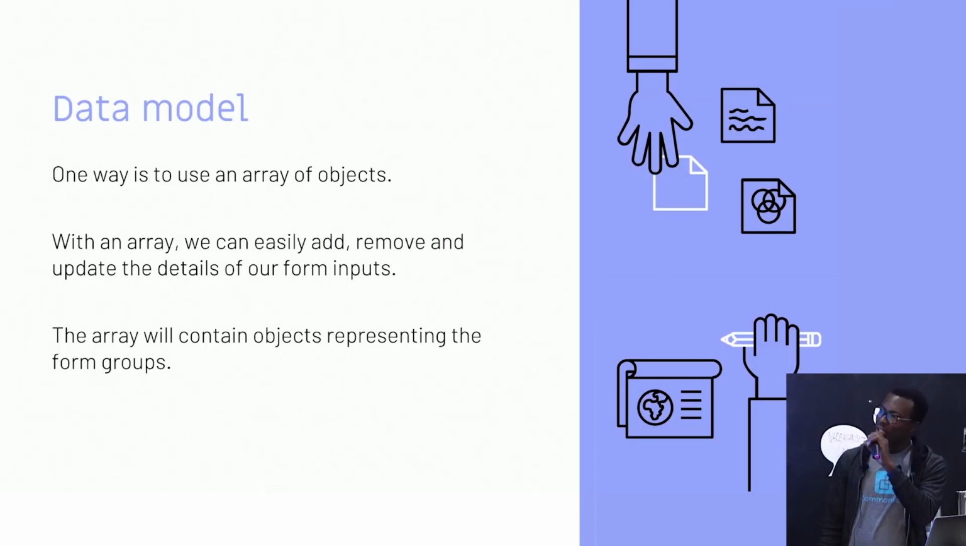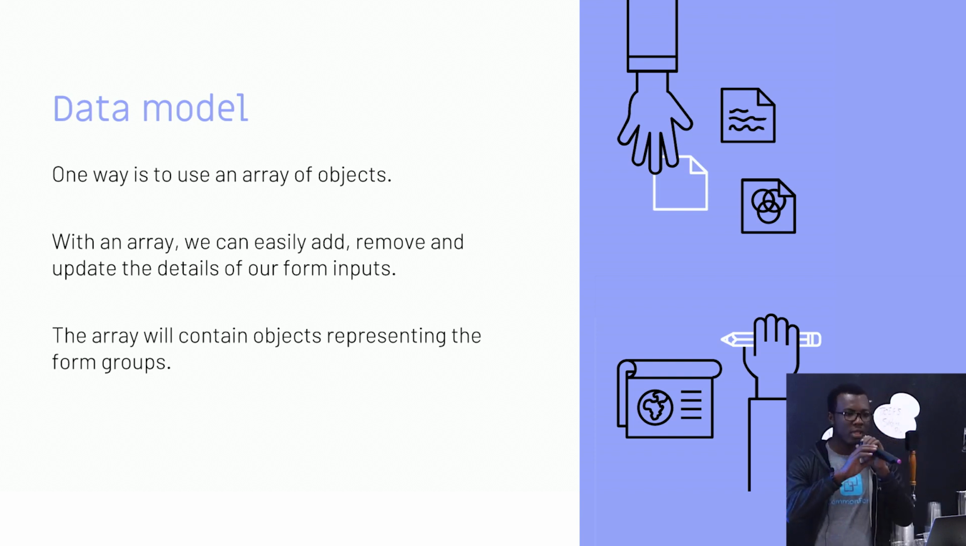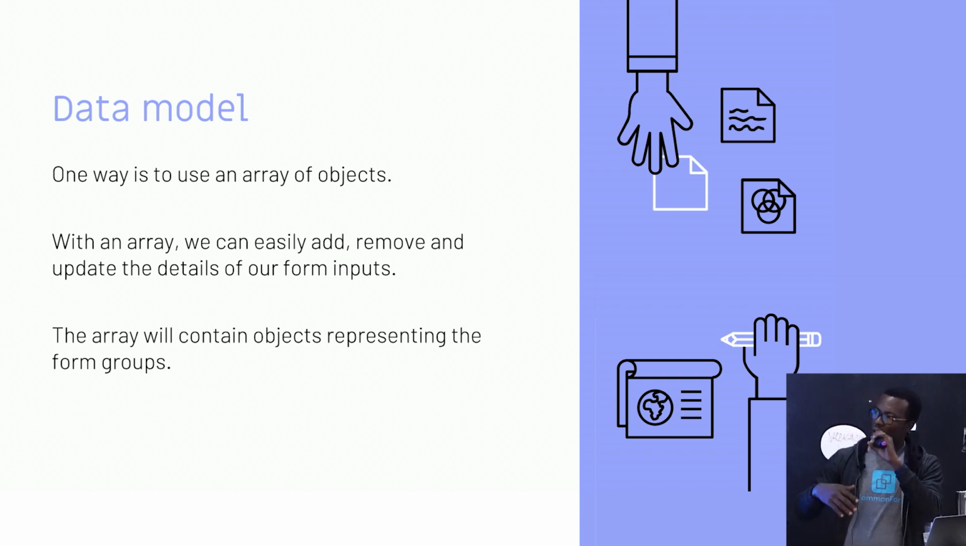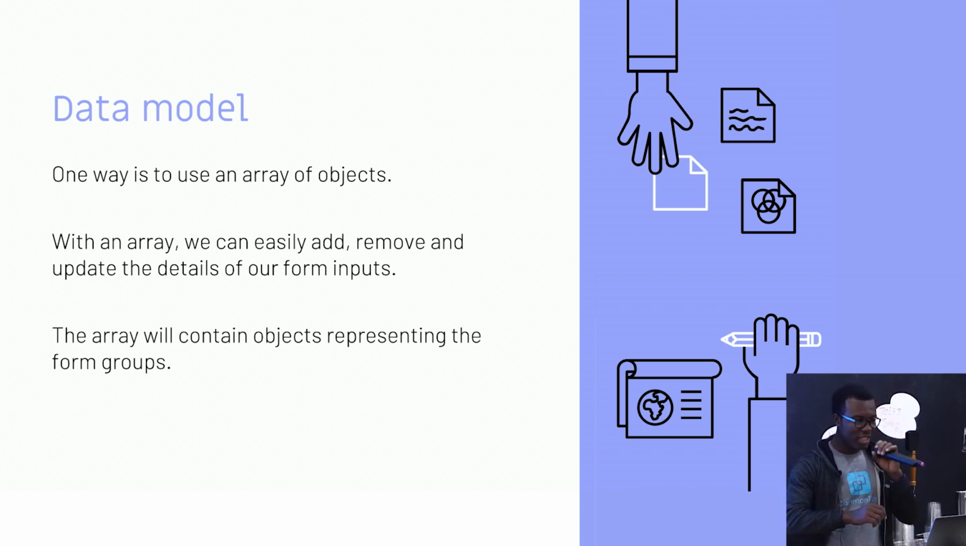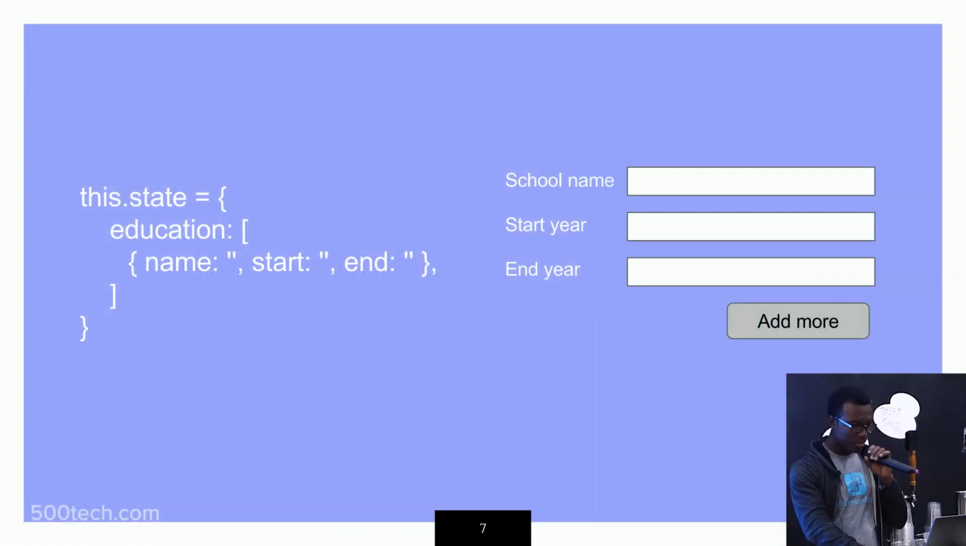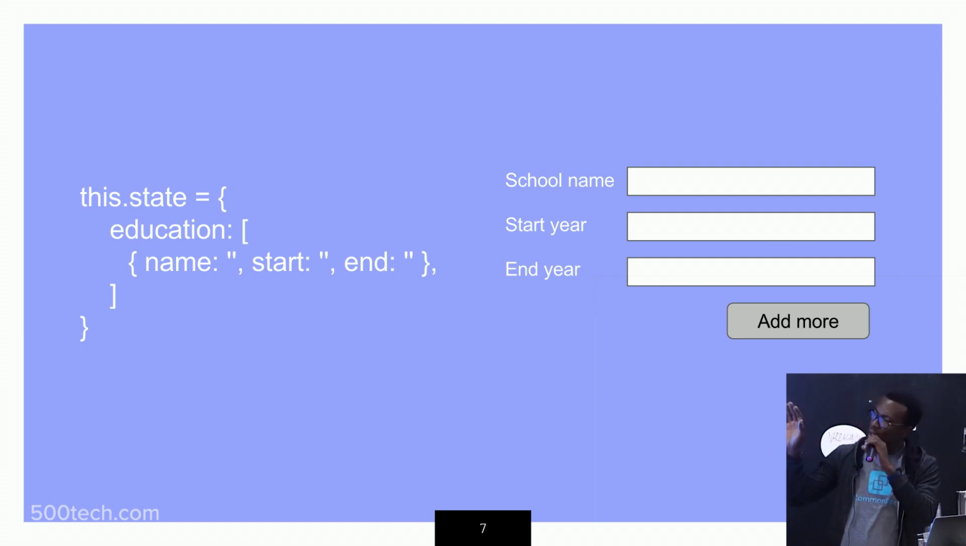All right, so the data model is an array. We all know that an array allows us to do some kind of manipulation, like adding things and removing things and editing the contents, right? So I thought about using an array, and the array will contain objects. The object is going to be the representation of the form inputs, something like this. So in this state, you have education as an object, and the object contains the form inputs I need, which is the name, the start, and the end date.